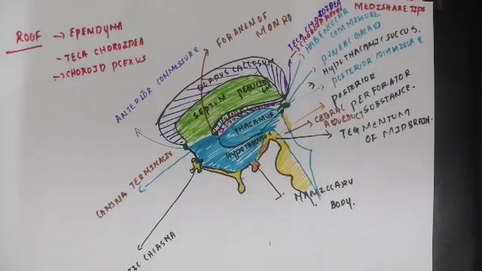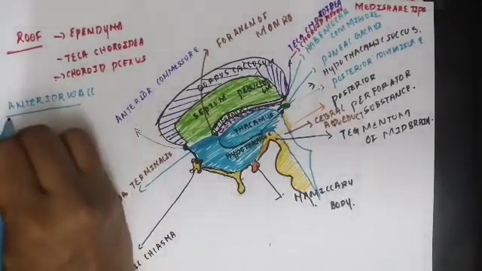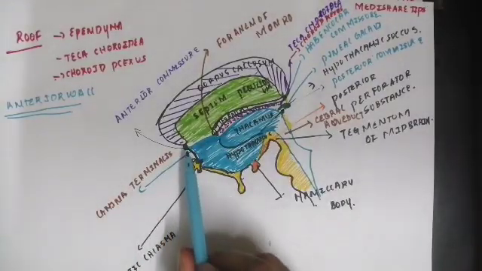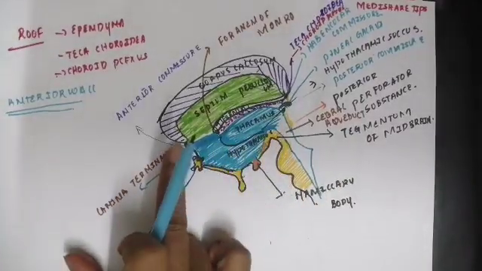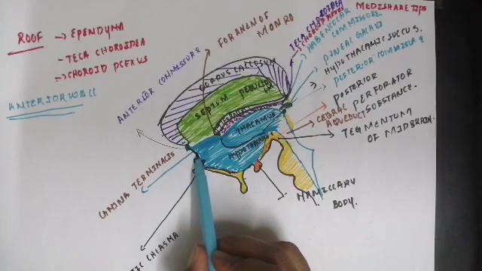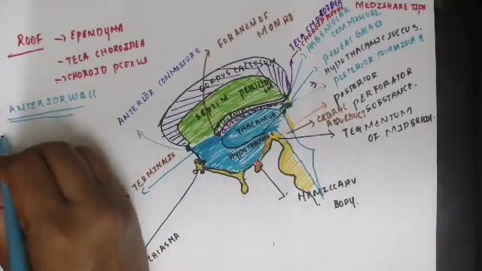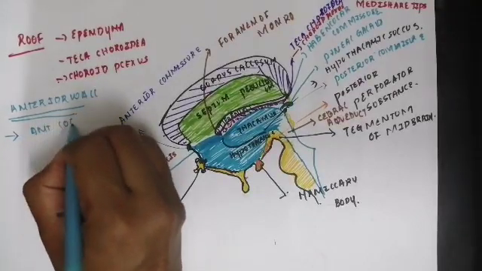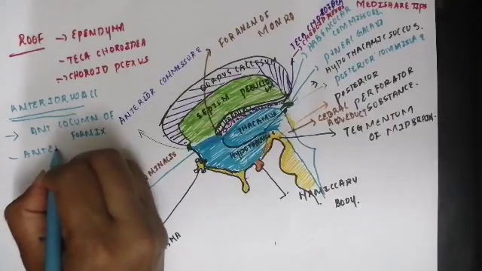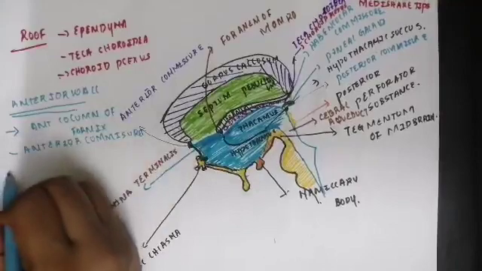Now we will see about the anterior wall. If this is the third ventricle, the anterior wall is this. In the anterior wall, you can see the anterior commissure here, and another structure, the lamina terminalis. The anterior column of the fornix is also forming the anterior wall. So the anterior wall is formed by the anterior columns of the fornix, the anterior commissure, and also the lamina terminalis.